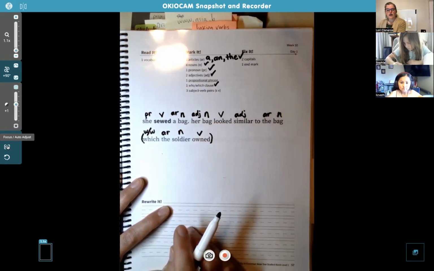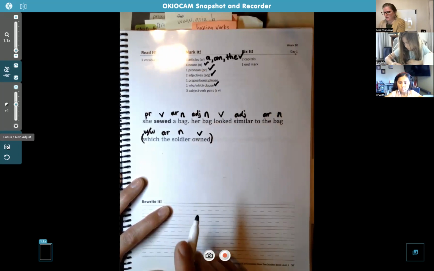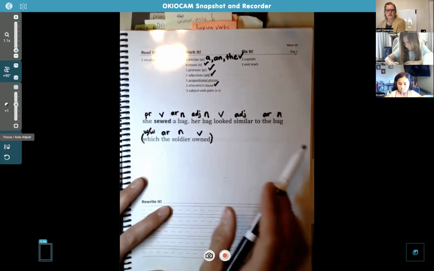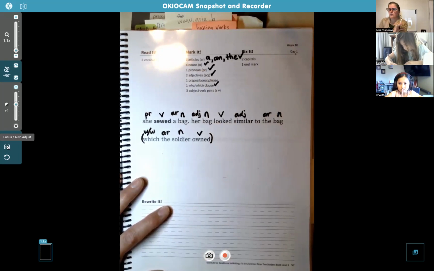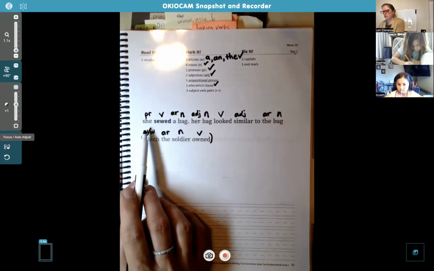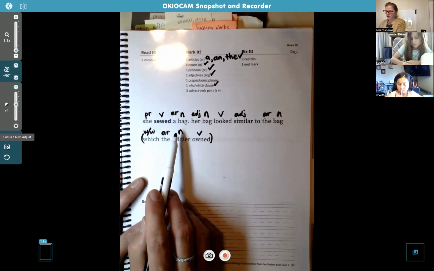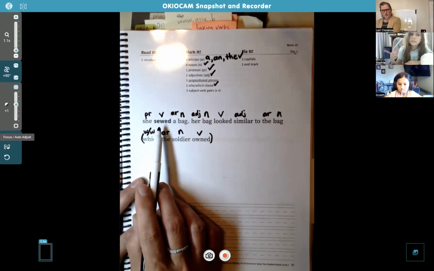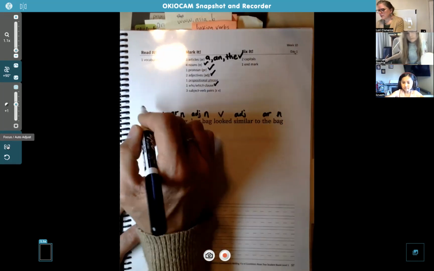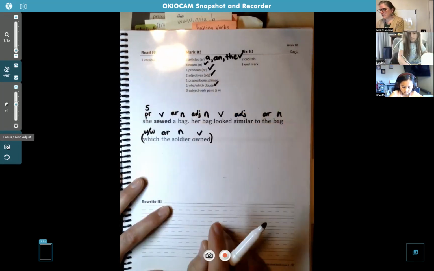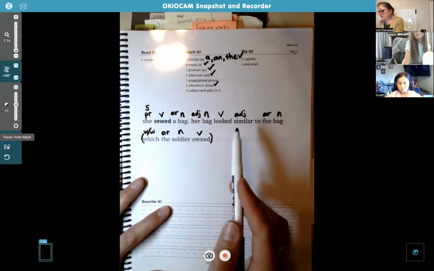Okay. Now, to find the subject, notice we have two separate sentences here. And there's always at least one subject per sentence. So let's look at the first part here where it says she sewed a bag. The word is sewed. Who is the subject? She is the subject. Good.